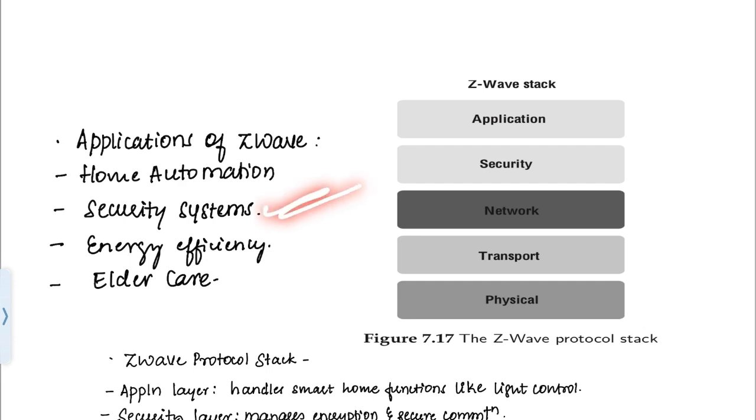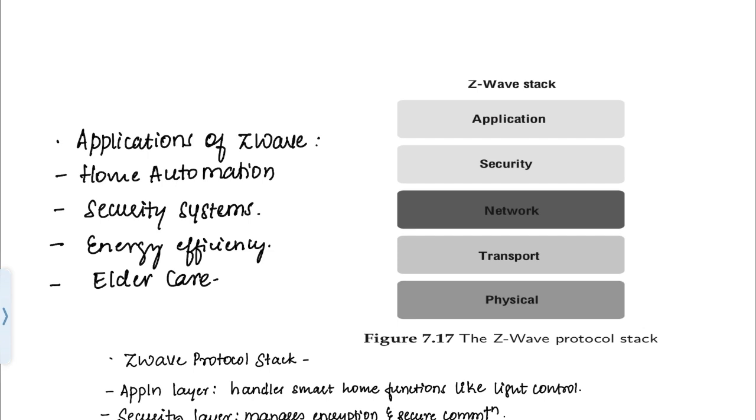Speaking of security systems, smart locks, motion detectors, surveillance cameras, and so on. Energy efficiency, that is, it monitors and controls home energy usage. And then we have elder care to track the activities and provides automated assistance. So this was all about the Z-Wave.